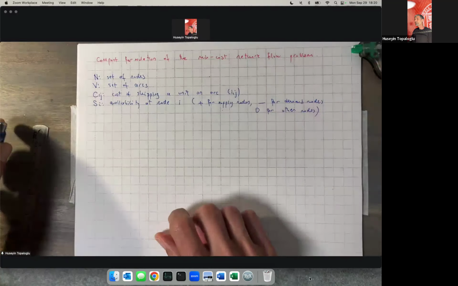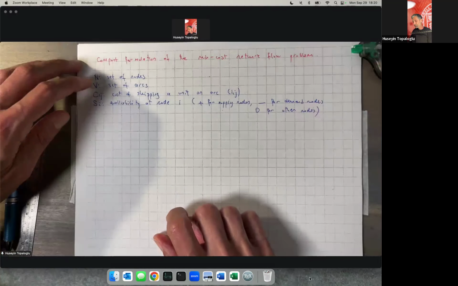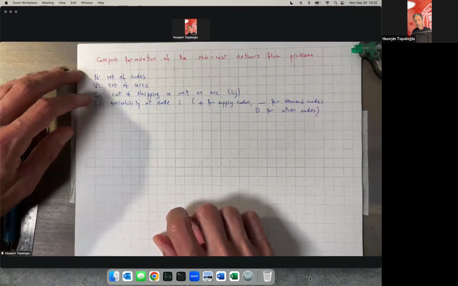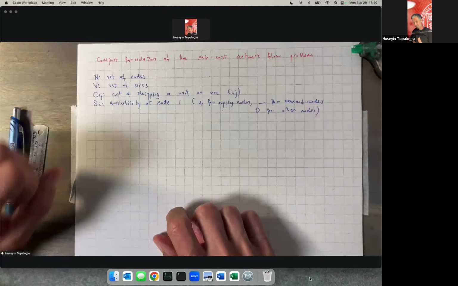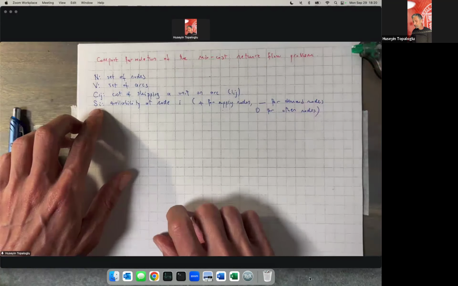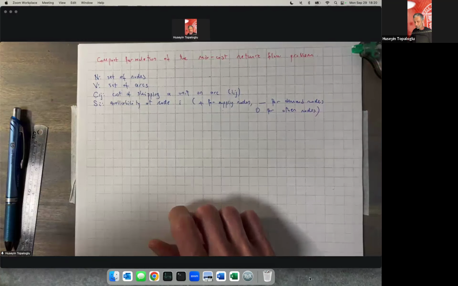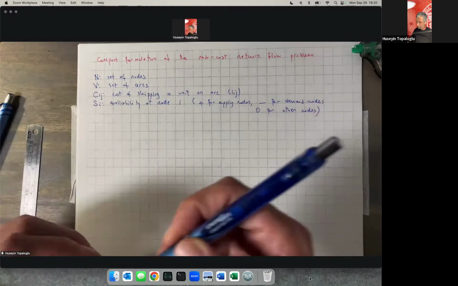So this is all the data that we have for the min cost network flow problem. Set of nodes, set of arcs, cost of shipping one unit on arc ij, c_ij, and s_i is the availability at node i. s_i is a positive number for a supply node, s_i is a negative number for a demand node, and 0 for the intermediate nodes. Good, so that's the data.